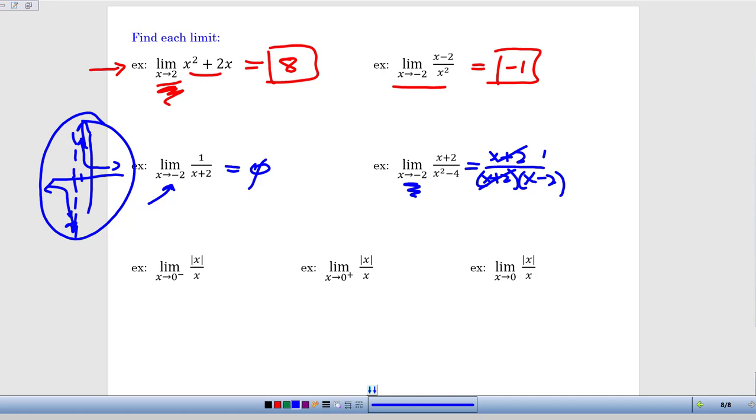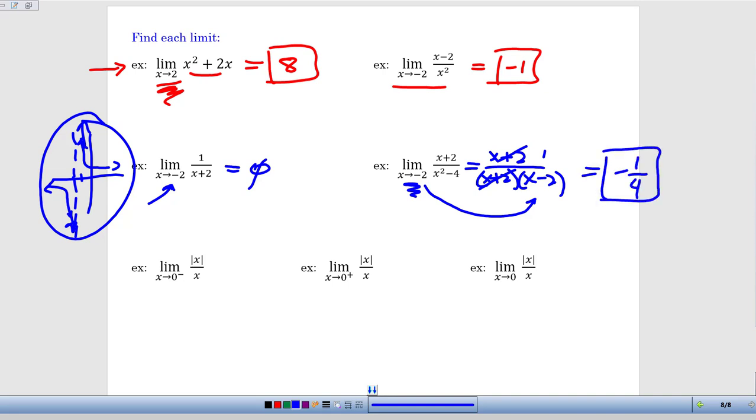And for that hole, I can figure out what the y coordinate would be if it didn't have the hole by taking -2 and plugging it into the remaining function. This is the same sort of thing that we did before. We've just started to use this term limit to describe what the y coordinate of the hole is. If I plug -2 into what is left after reducing, I have 1 over -2 minus 2, and so we get -1/4.